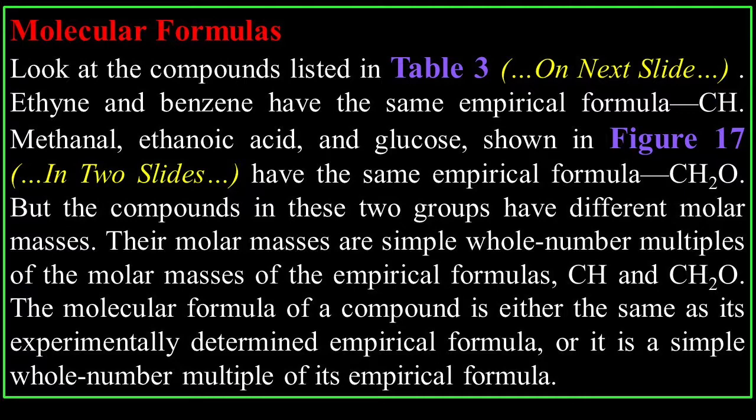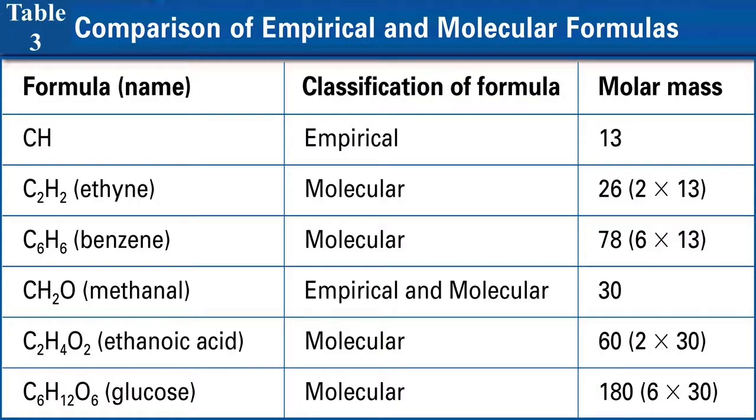The molecular formula of a compound is either the same as its experimentally determined empirical formula, or it is a simple whole number multiple of its empirical formula. The molecular mass, the molar mass divided by the empirical formula mass, is going to be the multiplier.